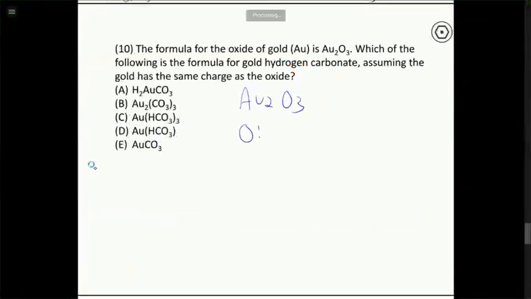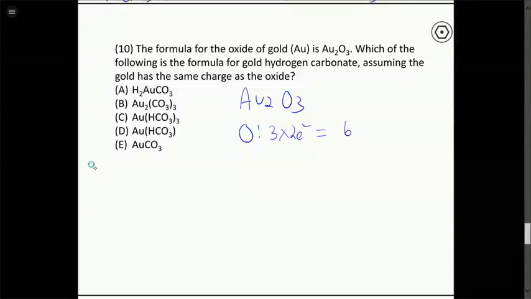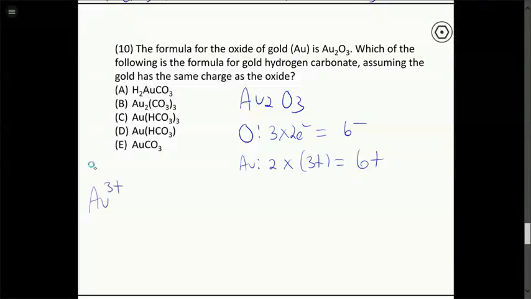So oxygen has a 2- charge. In this compound, we have 3 of them. So we have a total of 6 minus charges from the anion. And then the gold that's in this formula, we have 2 of them, so each gold has to be 3 plus to balance the 6 minus charge. So in this case, the gold has a 3 plus charge. We used the formula of the oxide to determine that.